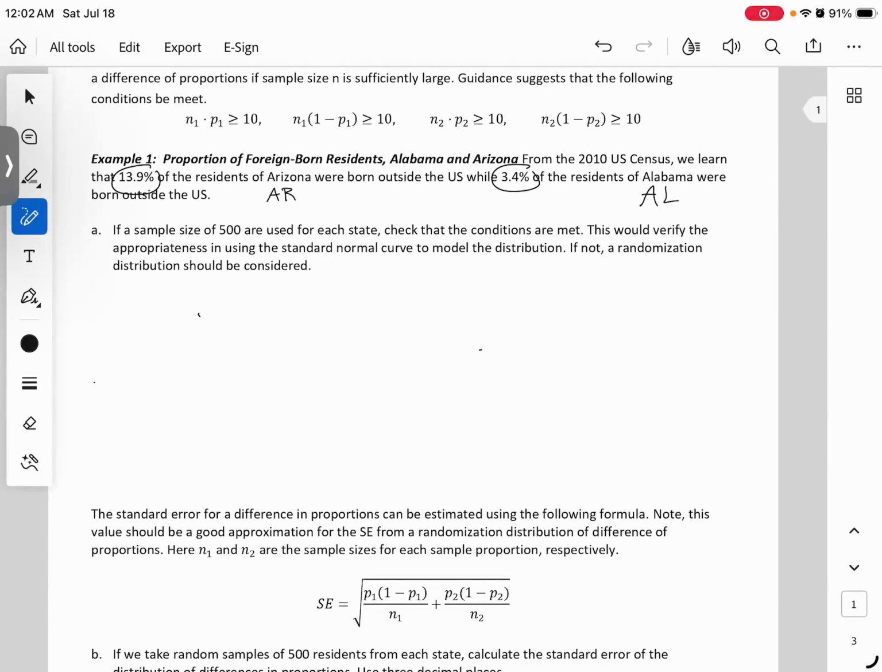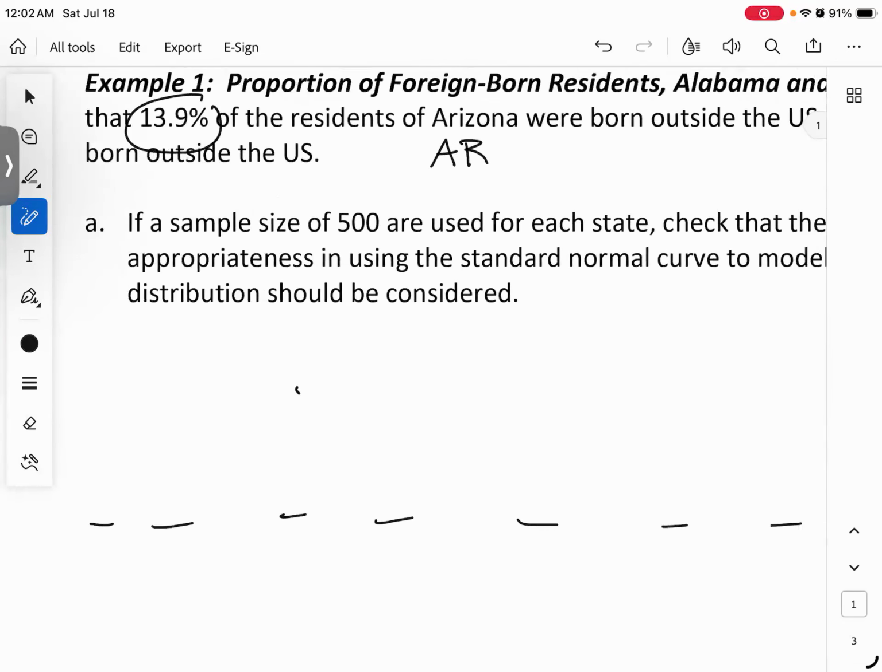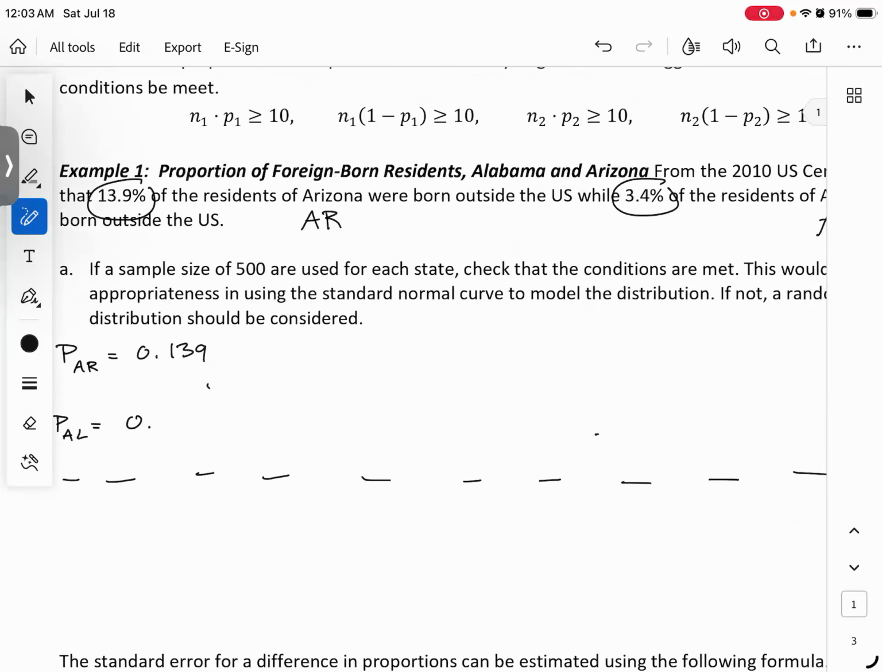What I want us to do right now is just splice this into a top half and a bottom half. Primarily in the top half, all I want to do is collect information. The proportion for Arizona came out to be 13.9%. For Alabama, it came out to be 3.4%.